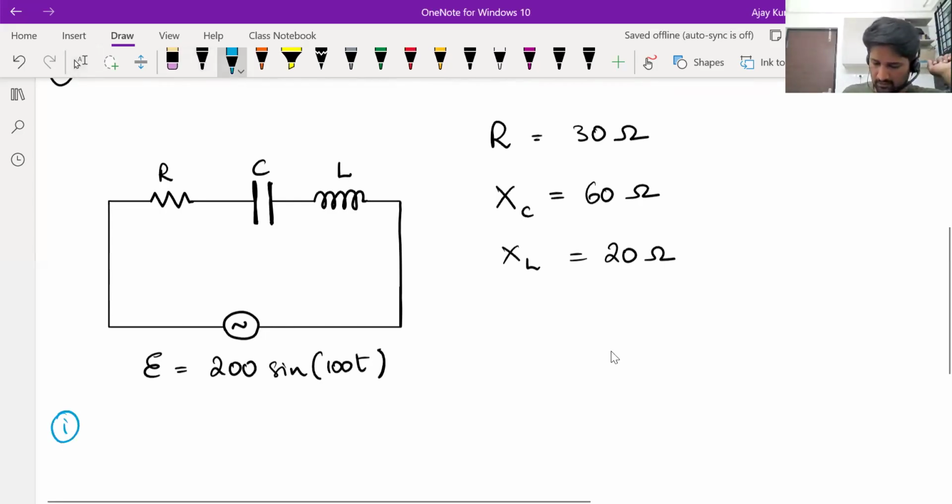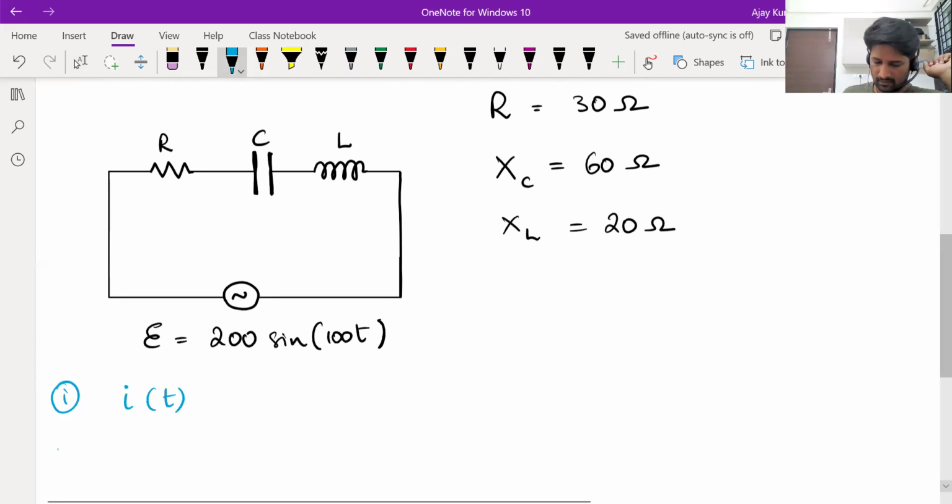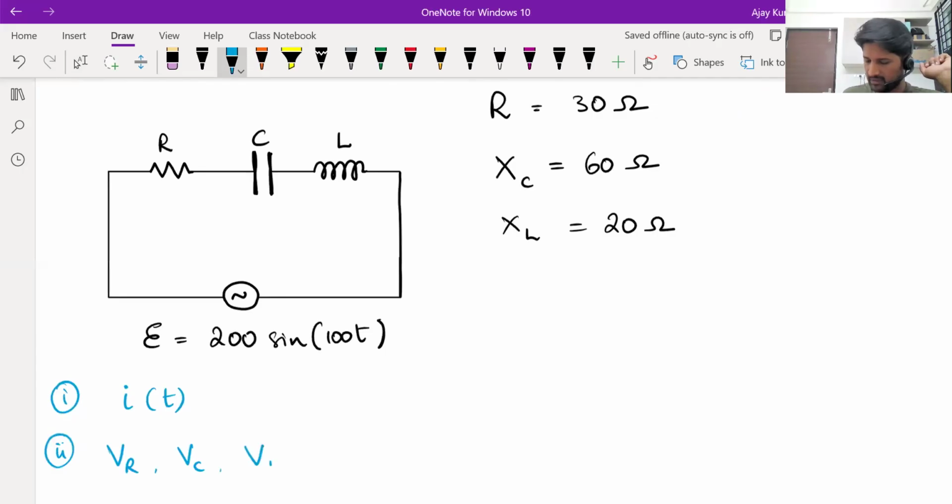First, write the current as a function of time, and then derive the voltage across the resistance, voltage across the capacitor, and voltage across the inductor as functions of time.